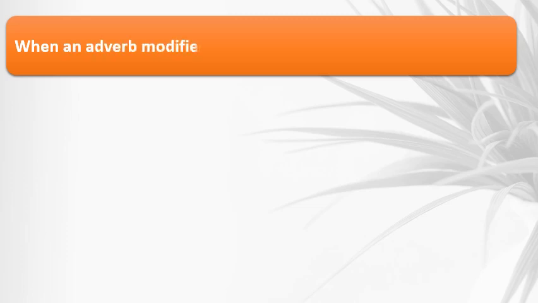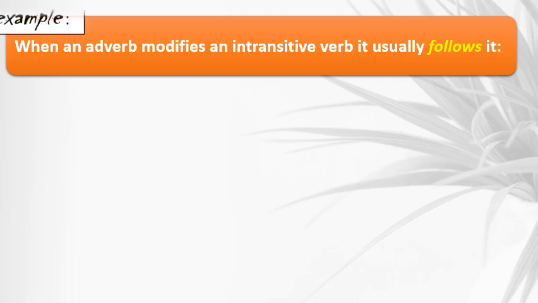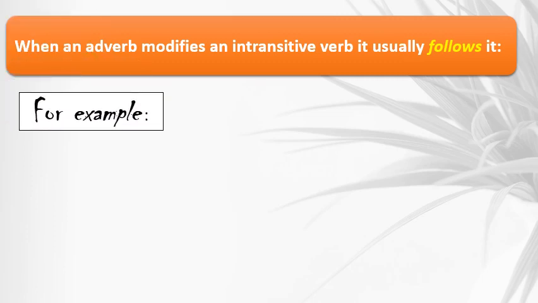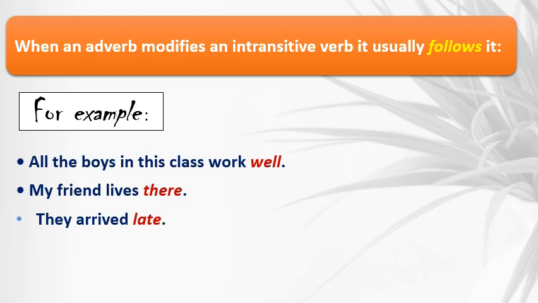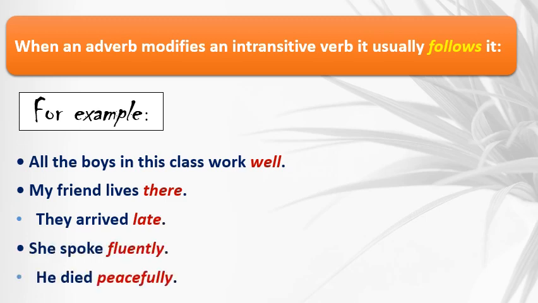When an adverb modifies an intransitive verb, it usually follows. To clarify it, let's see some examples. All the boys in this class work well. My friend lives there. They arrived late. She spoke fluently. He died peacefully.